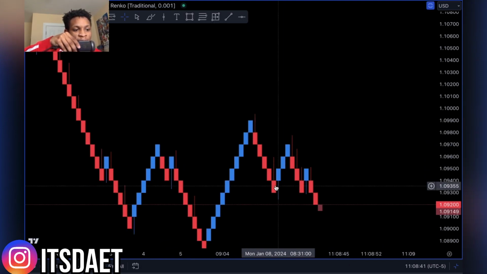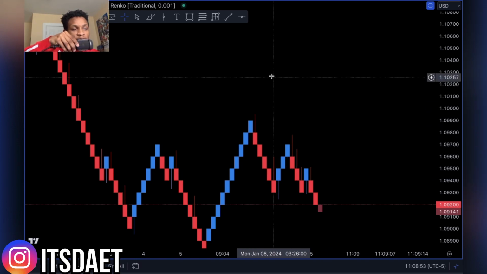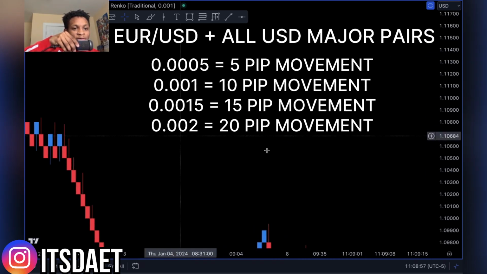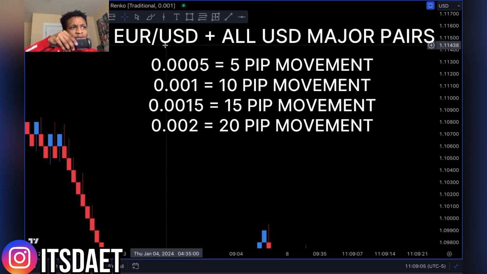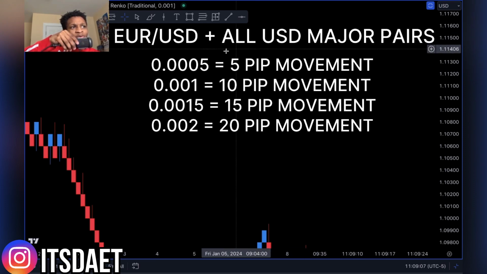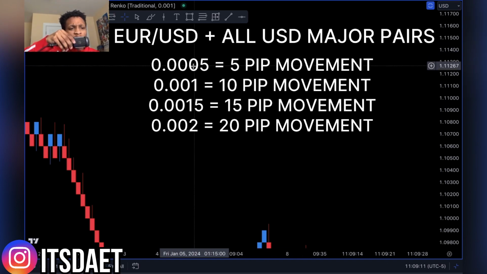So each time, let's say this comes down, right? It went down 10 pips. Let's say this goes up 10 pips, up 10 pips, up 10 pips, then down 10 pips, down 10 pips, right? And so on. I'm going to put it right here again, somewhere on this section. But you will have to enter 0.001. And it's going to be the same, I believe, for GU, AU, NZD, USD, and all the majors, right? I believe the majors with USD.